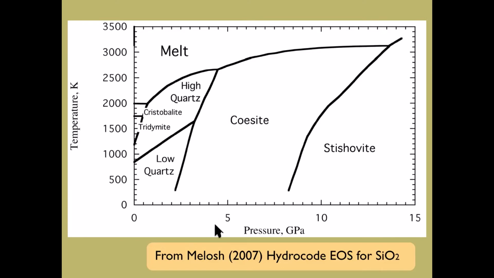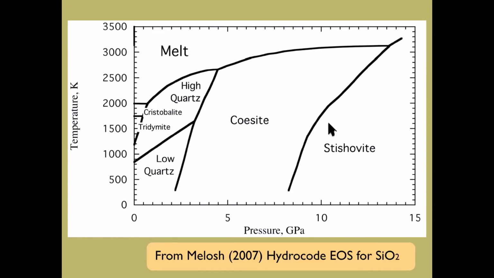Now the pressures on here are gigapascals. I never think in pascals. Probably most of you don't either. But 10 gigapascals is 100,000 atmospheres, or about 100 kilobars for those of you thinking kilobars. So this is very high pressure, 100,000 atmospheres, okay?